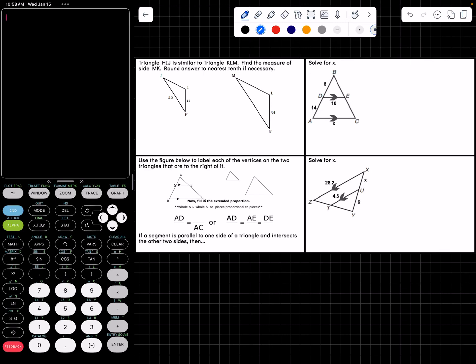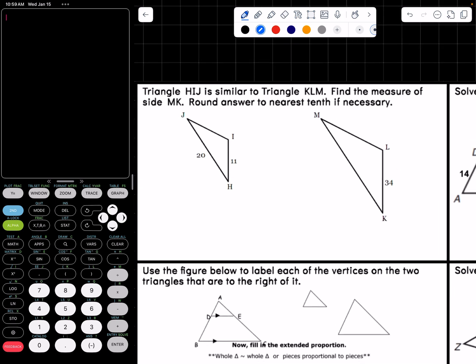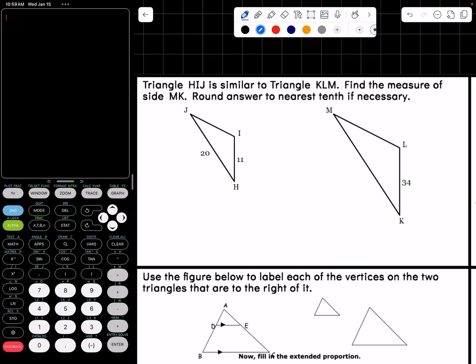So we're talking about triangle proportionality. Let's get into an easy one as far as setting up a proportion, and then talk a little bit more in detail about specific types. So this first one, triangle HIJ, is similar to triangle KLM.